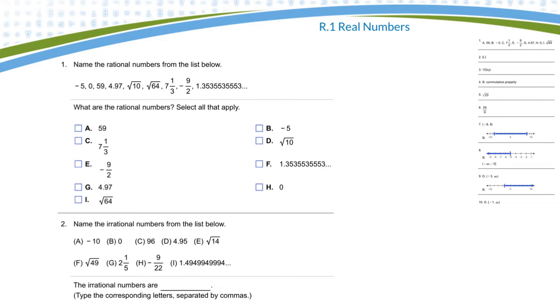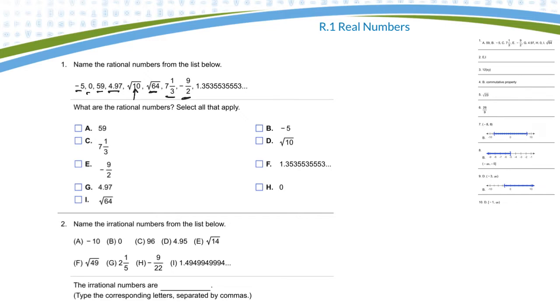Okay, the first question asks for rational numbers. So rationals are numbers that have repeating decimals. So a rational number would be like -5. 0 would be rational, 59 is rational. This is a decimal, that would be rational. This number would be irrational because it's a square root and it doesn't come out even. This is rational, that one's okay.